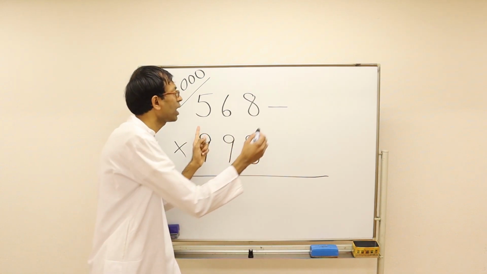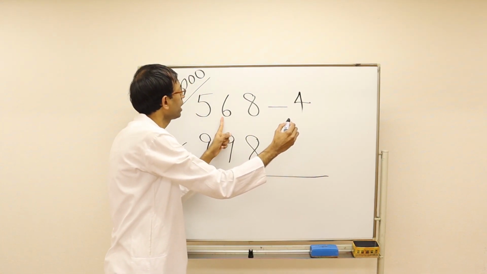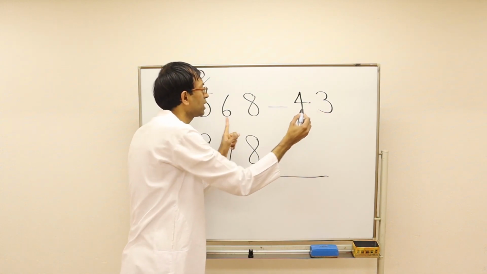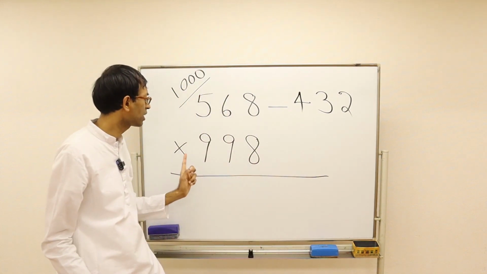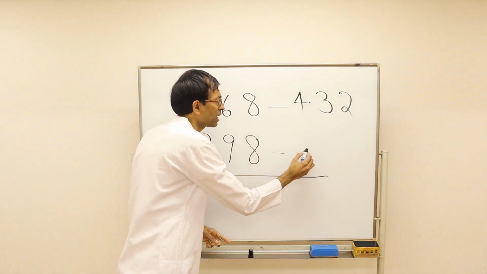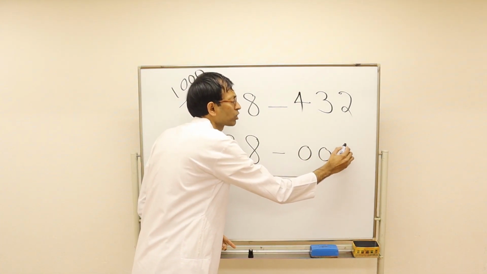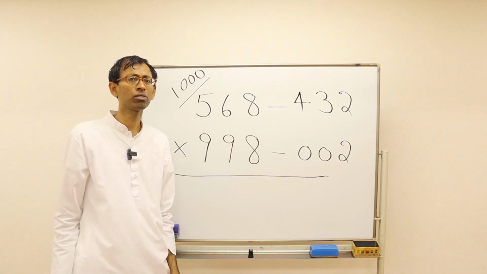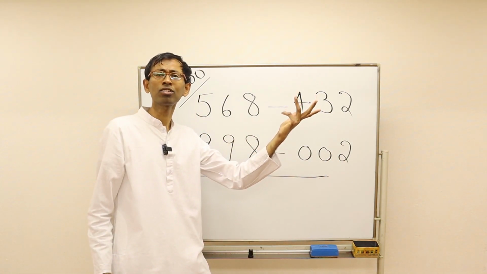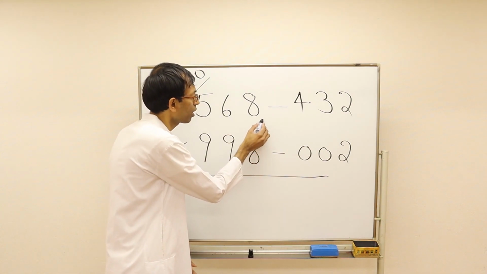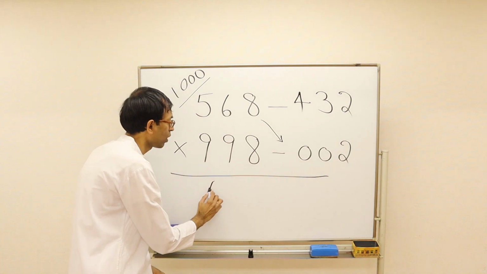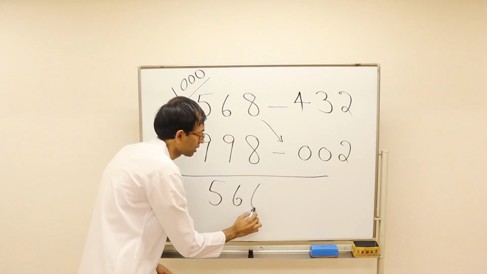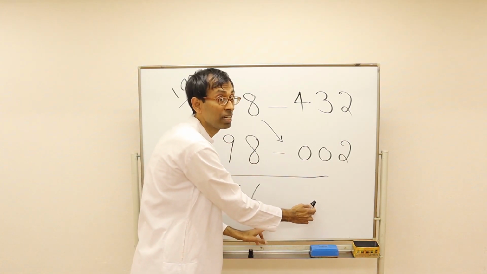So 9 minus 5 is 4. 9 minus 6 is 3. And last, 10 minus 8 is 2. And then here, this 998 is just 2 below 1000. And you simply say the answer. Okay, so the first part is 5, 6, 8 minus 2, 5, 6, 6. And here we will write a 3-digit answer.